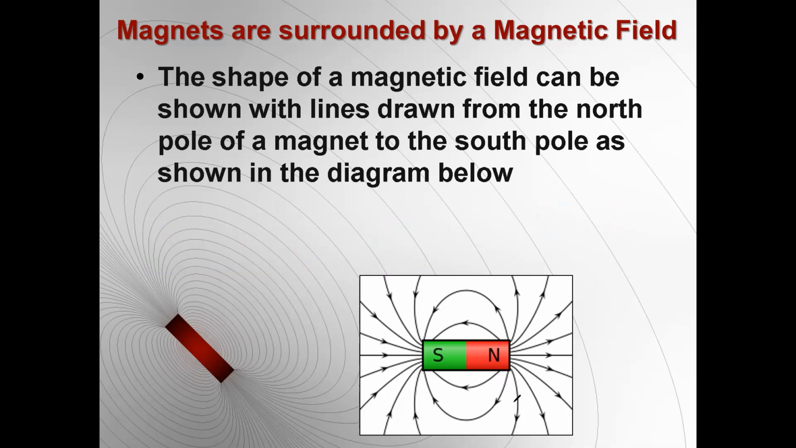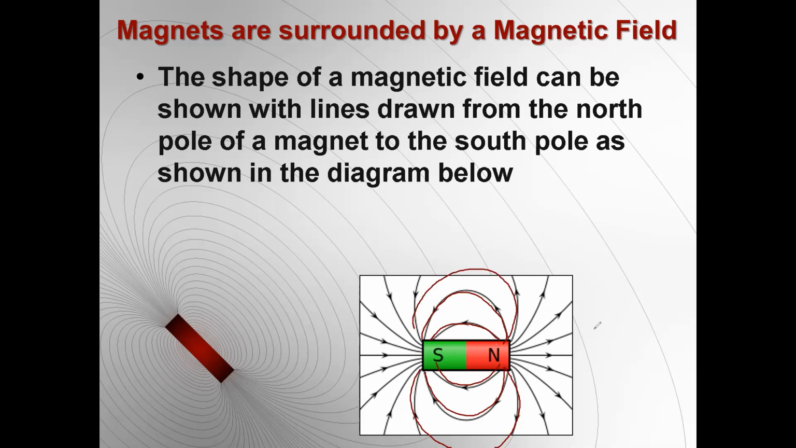We have lines. The lines come from the north to the south. How will the lines be drawn? They will be drawn from the north to the south, as you see here.